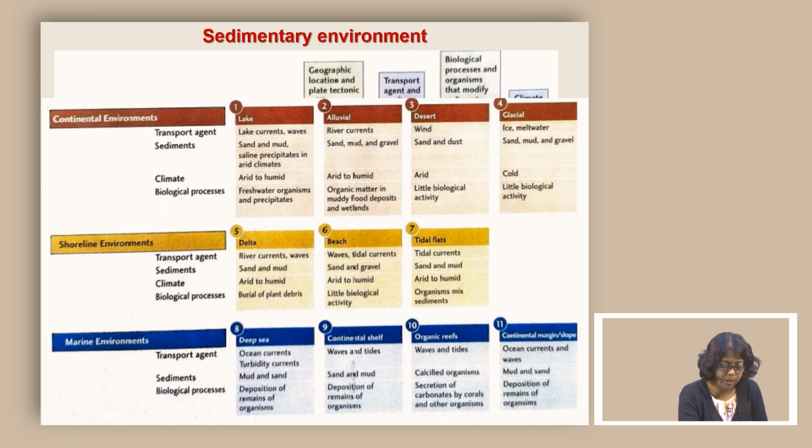So, the overall classification has these criteria where we can look at these major types. One is the continental environment, and within continental environment, as you can see, there are various classifications: lake, alluvial, desert, glacial. Then there are marine environments, where there can be variations of deep sea, continental shelf, organic reefs, continental margin or slope. And then there is something in between, which is shoreline environment or marginal marine environment or transitional environments, where we are going to look at delta, beach and tidal flats.